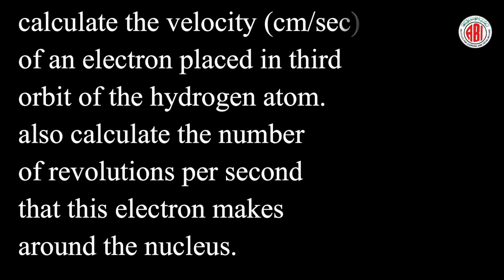So now look at this next question, guys. Calculate the velocity in centimeter per second of an electron placed in the third orbit of the hydrogen atom. Also calculate the number of revolutions per second that this electron makes around the nucleus. Let us see how to solve this problem.